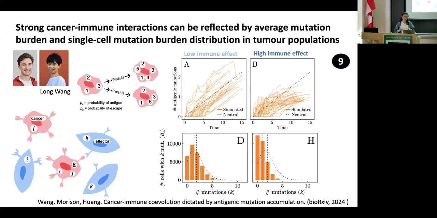We didn't observe very strong deviations in the site frequency spectrum, but we do see some deviations in the single cell mutation level information, which means maybe single cell data could be used to infer how strongly the immune cells are interacting with the cancer cells.